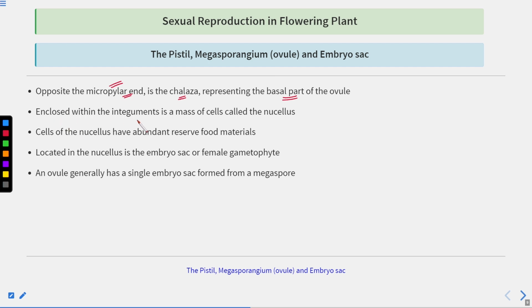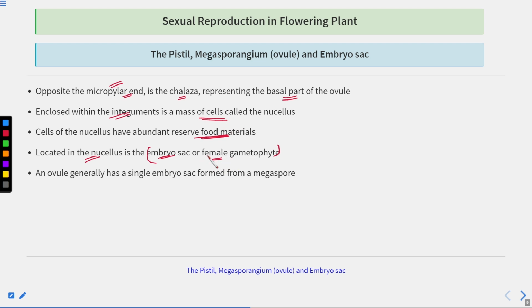Now enclosed within the integument is the mass of cells known as the nucellus. So the nucellus is enclosed by the integuments. Cells of the nucellus have abundant reserve food materials. Clear? Now the embryo sac, also known as the female gametophyte, is present within the nucellus. This you have to remember.